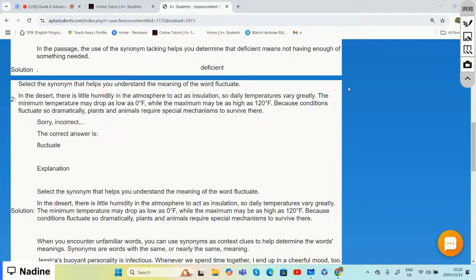So we need to select the synonym that helps you to understand the meaning of the word fluctuate. It says in the desert there is little humidity in the atmosphere to act as insulation. So daily temperatures vary greatly. The minimum temperature may drop as low as 0 degrees, while the maximum may be as high as 120 degrees because conditions fluctuate so dramatically. Plants and animals require special mechanisms to survive there.